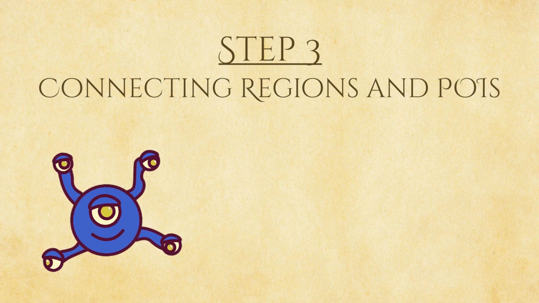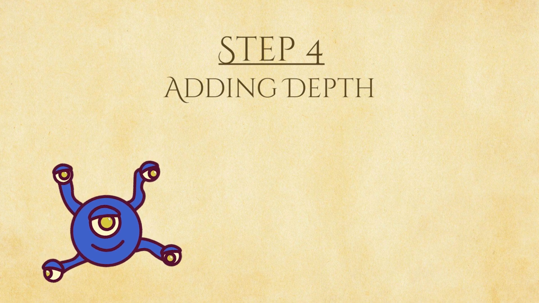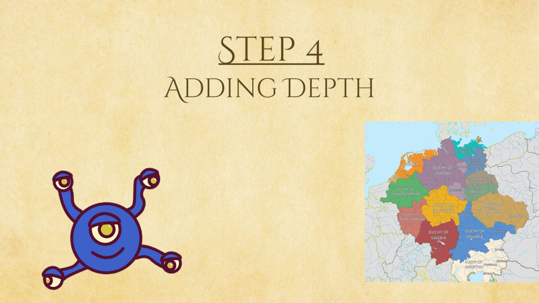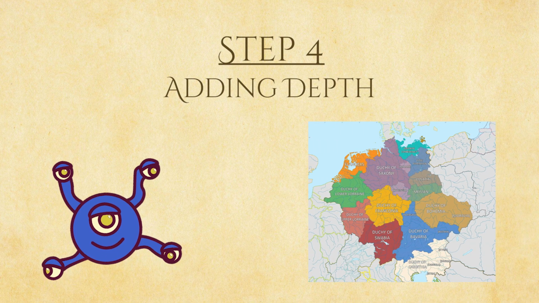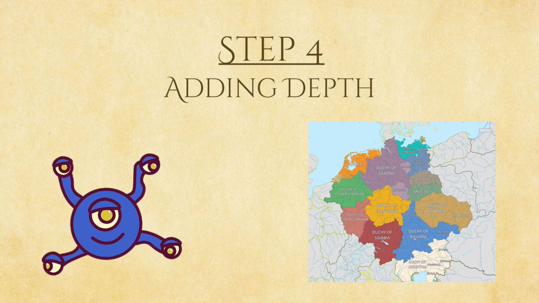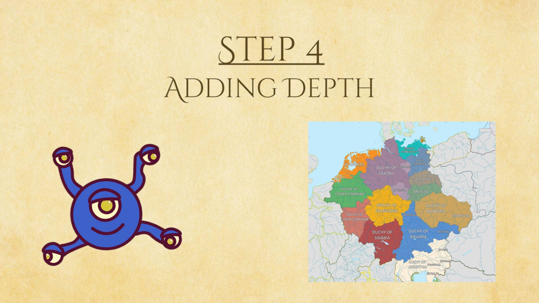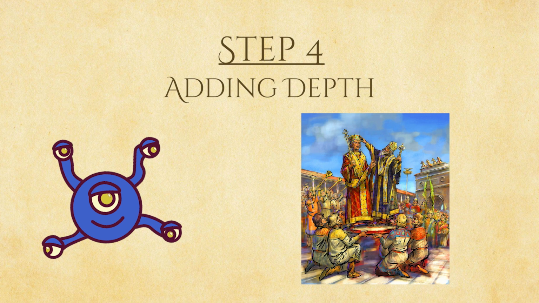Step 4, our final step, adding depth to regions with subregions and locales. Finally, let's dig a little deeper by adding subregions and local details. These can include smaller territories like duchies, baronies, or tribal lands within your larger regions. Maybe there's a forest that's considered neutral ground between 2 rival kingdoms, or a mining town that only answers to a local warlord. That level of detail is where your kingdom comes alive.